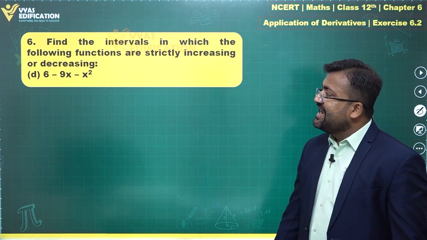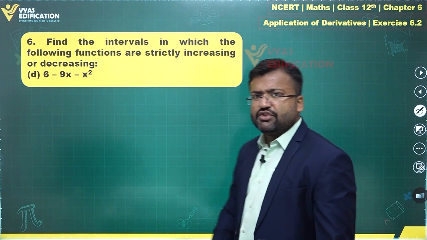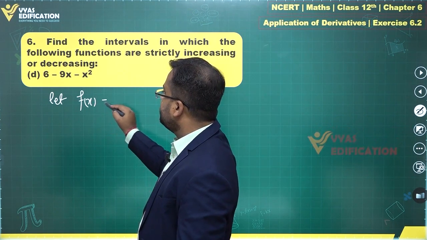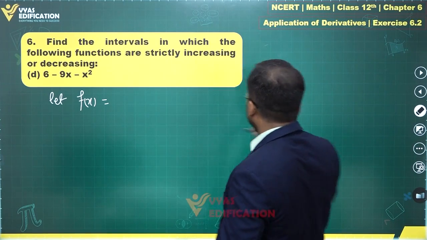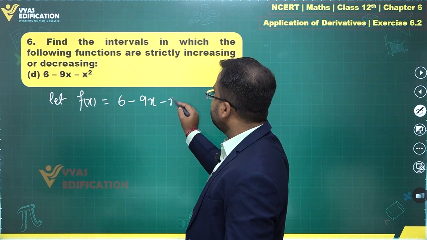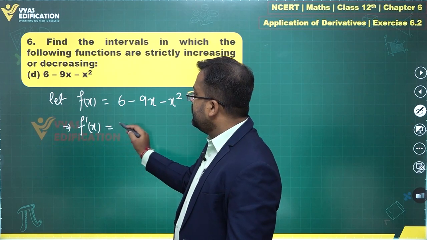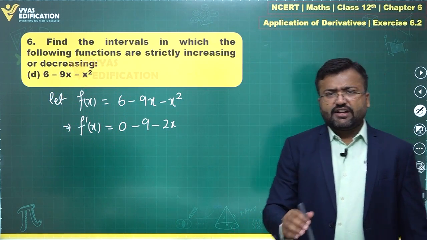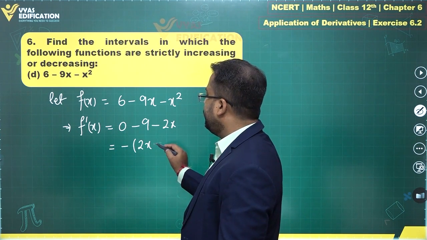Part D says 6 - 9x - x². This is the next function that we have. We are supposed to check the similar thing. So let f(x) = 6 - 9x - x², and this gives me f'(x) = 0 - 9 - 2x. I can take out a factor of minus common from here, and what will remain is -(2x + 9).